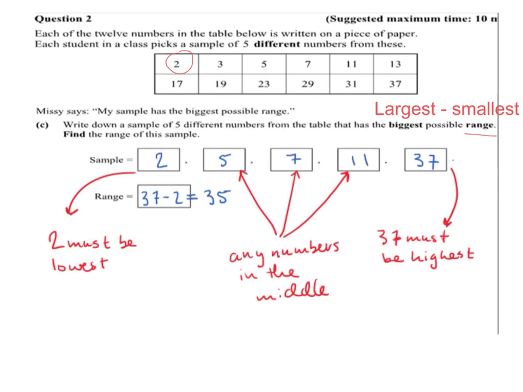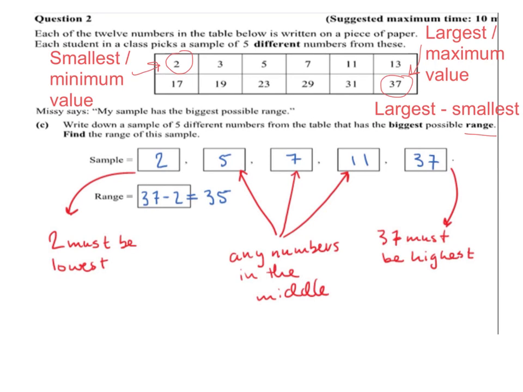So we can call this the smallest value or the minimum value. And then 37 is clearly the largest value. So we can call this the largest value or the maximum value.